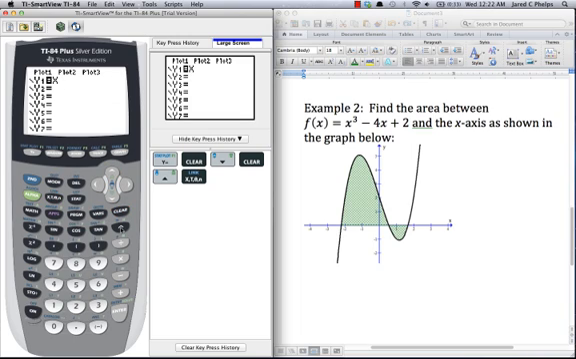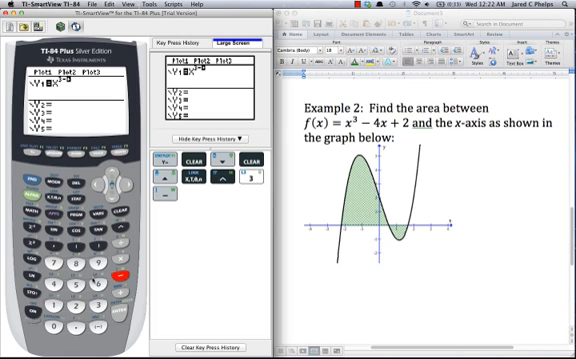So in this one, I'm going to graph x cubed minus 4x. Oh, bummer. Let's try that again. X cubed, arrow key, minus 4x plus 2.